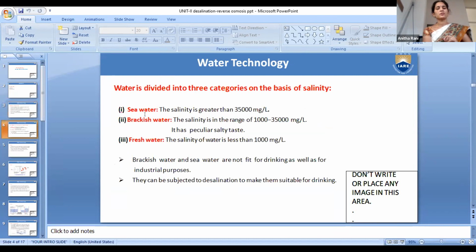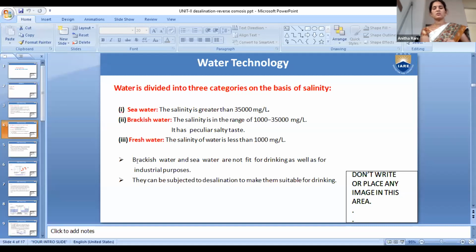See, students, seawater contains salinity greater than 35,000 milligram per liter. If we take brackish water, the salinity range is 1,000 to 35,000 milligram per liter. We get a salty taste. Fresh water, meaning the presence of sodium chloride, has salinity of less than 1,000 milligram per liter.